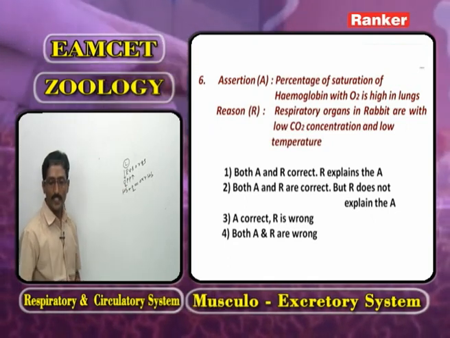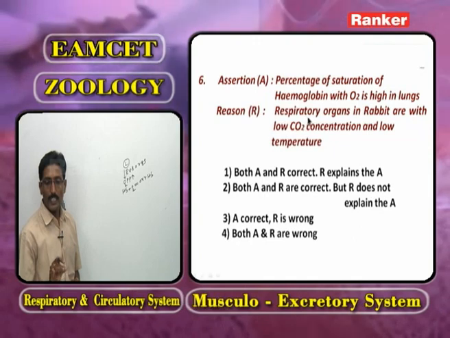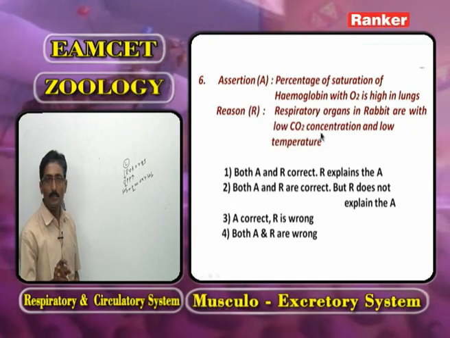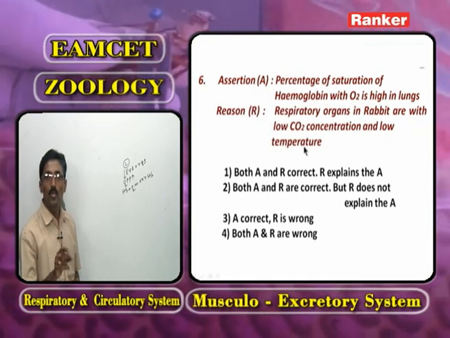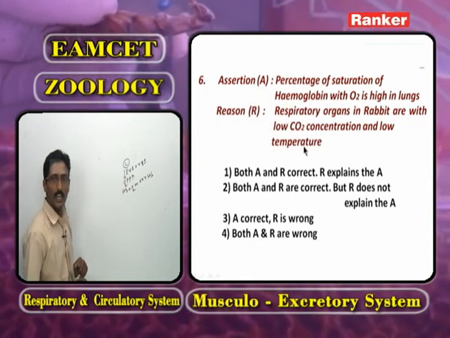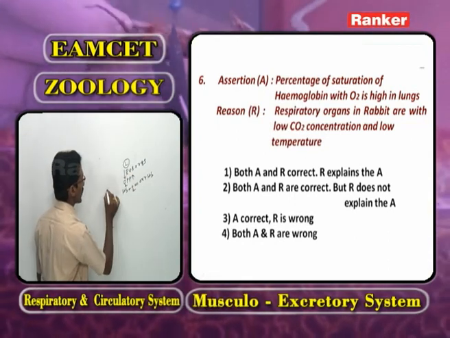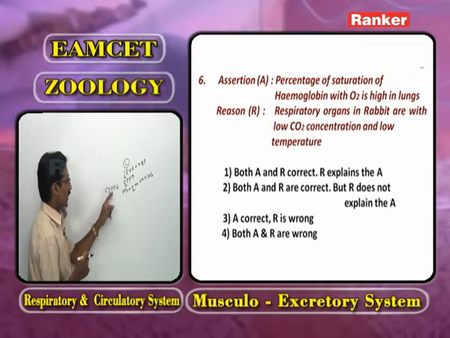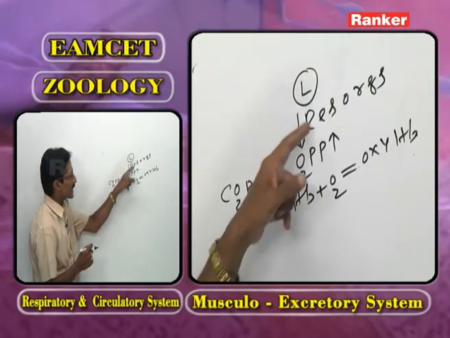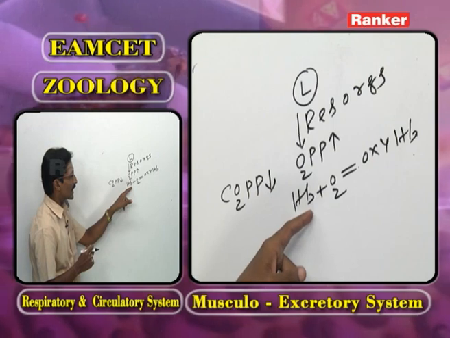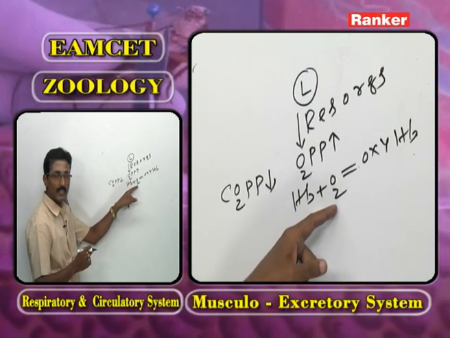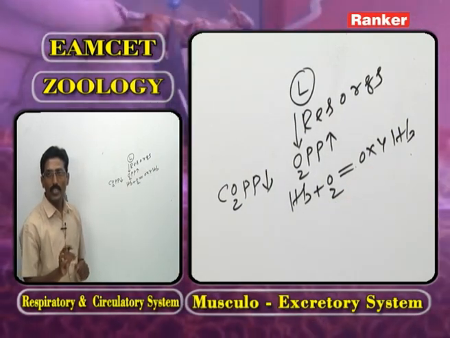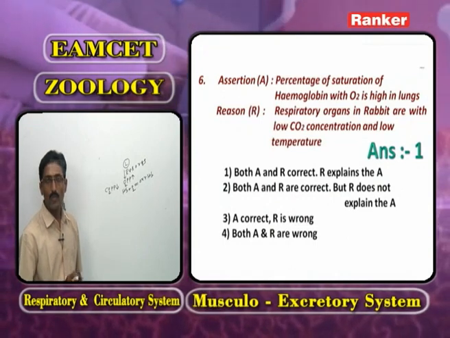So the assertion is correct. Reason: respiratory organs in rabbit are with low carbon dioxide concentration and low temperature. So at respiratory organs, oxygen partial pressure is more and carbon dioxide partial pressure is less. Whenever the carbon dioxide partial pressure is less at respiratory organs, automatically the hemoglobin combines with oxygen, and we are getting the oxyhemoglobin. Based on this information, both are correct and the reason explains the assertion. Now we go for the next question.